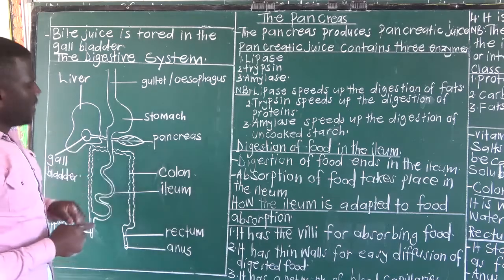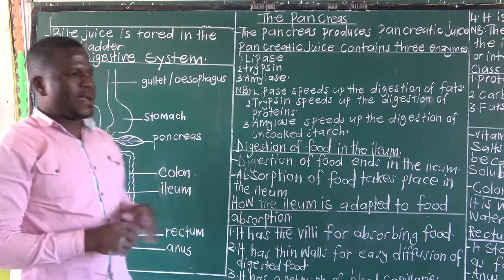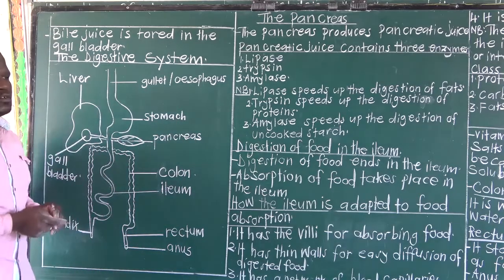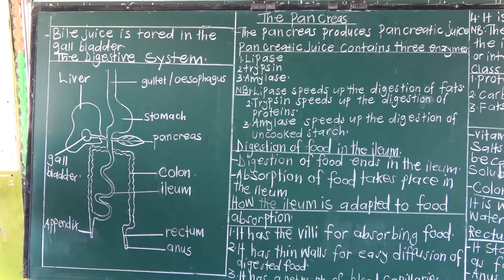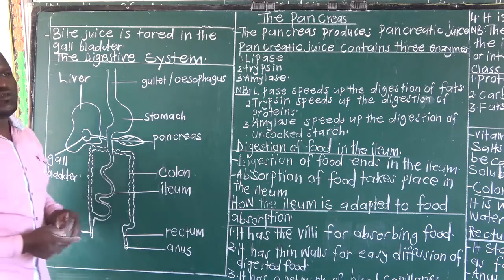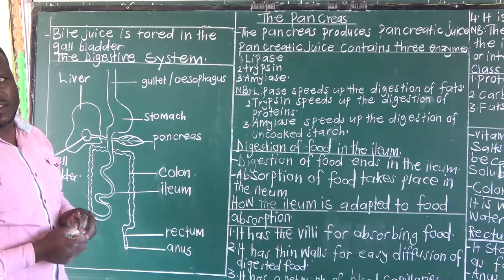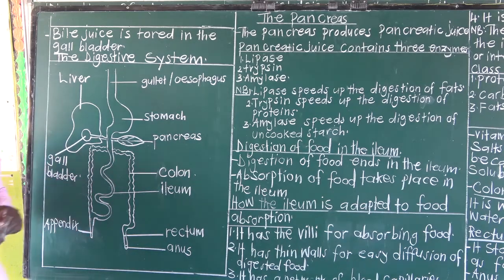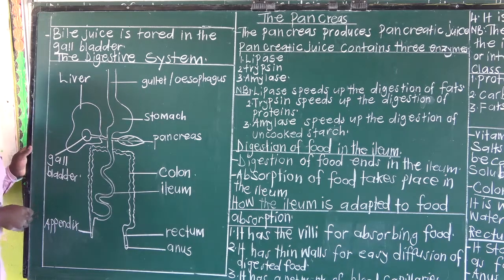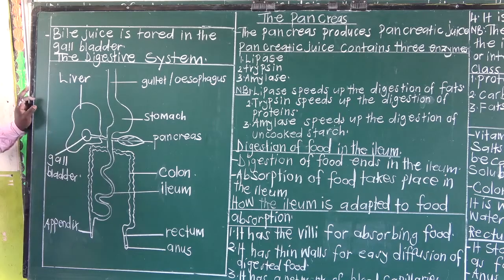Alright, we've been looking at bile juice. We said bile juice is produced by the liver, and the importance of bile juice is to emulsify fats. And I've said to emulsify fats means to break down fats for easy digestion. Then bile juice is stored in a part called the gallbladder. The gallbladder stores bile juice, and it is found inside the liver.